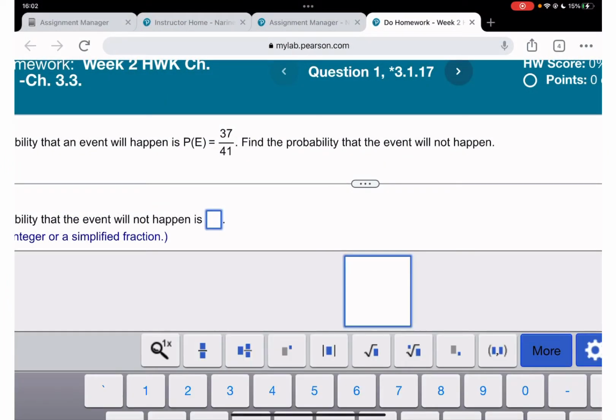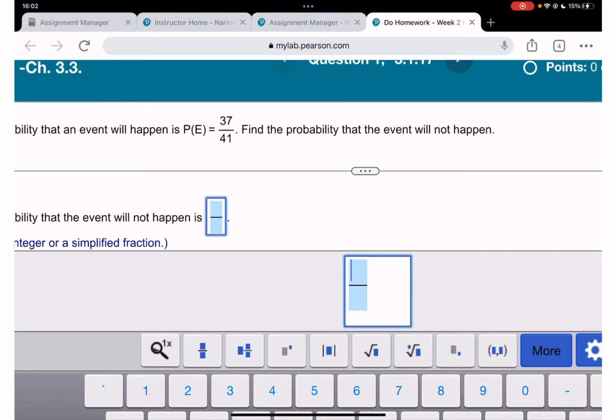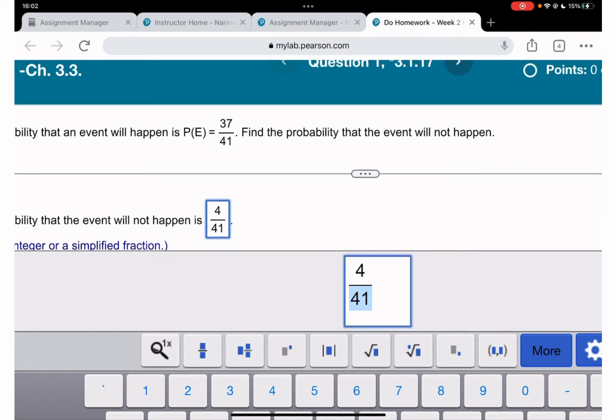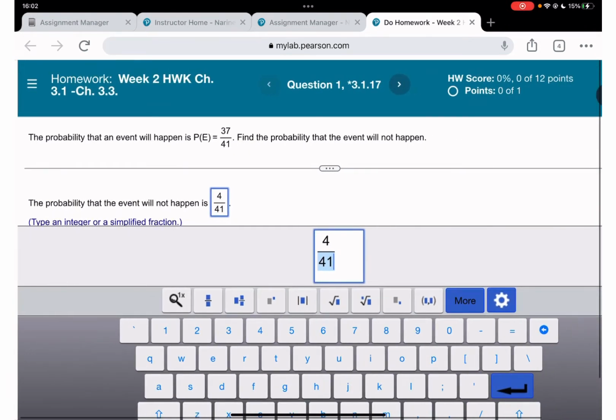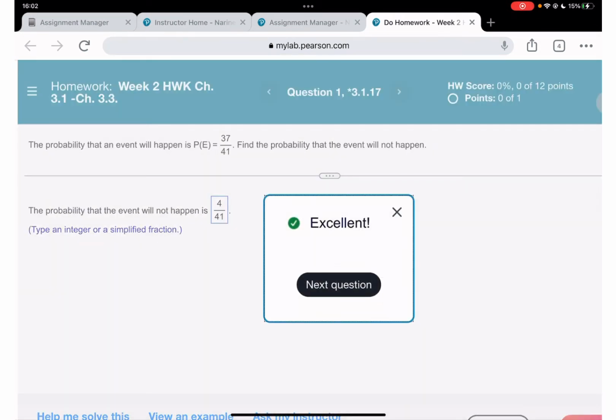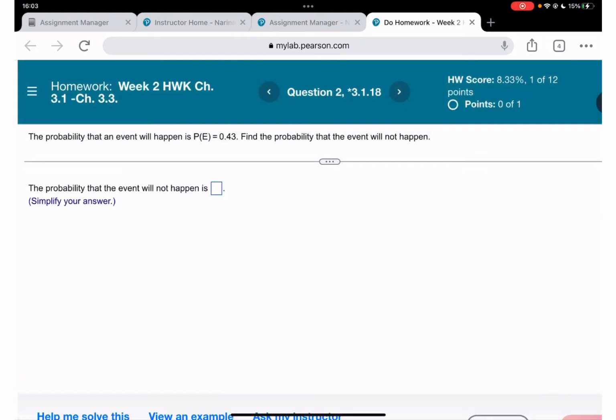So let's see. Here is 4. Here is 41. Okay. Enter. Excellent. Moving to next question.